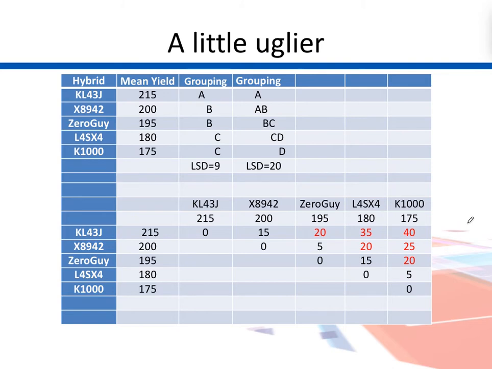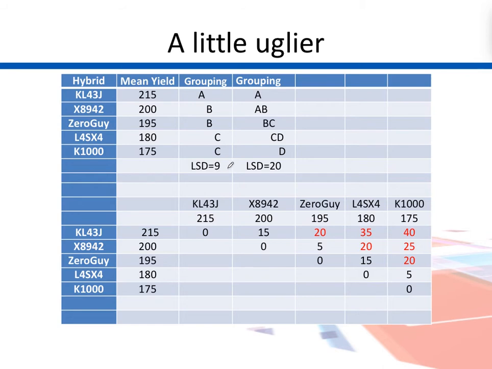A little uglier shape. So here we have these 5 hybrids coming from some crop. So we have KL433J, X8942, 0, L4SX4 and K1000, and these are their mean yields. This one gave us a mean yield of 215, this gave 200, 195, 180, 175, and we place them in the order, the larger one at the top and the smallest amongst them at the bottom. And now we do the grouping.